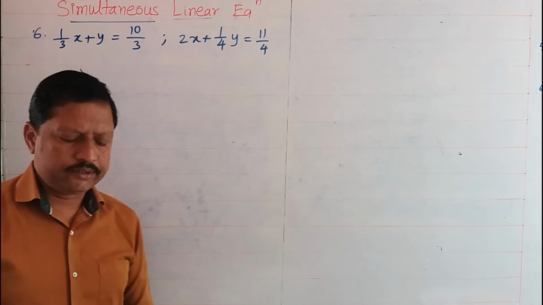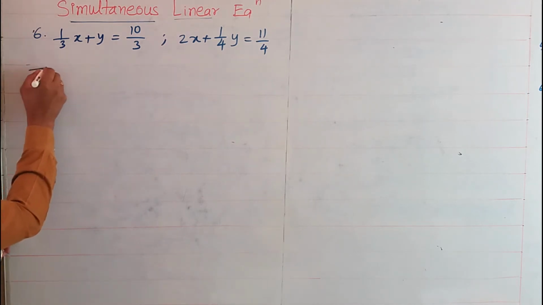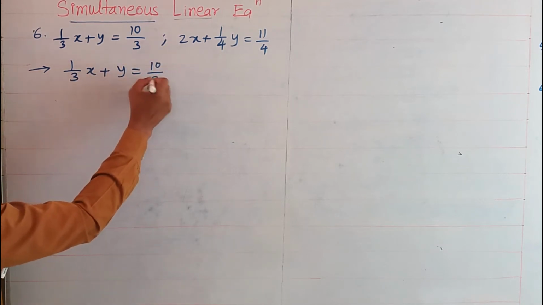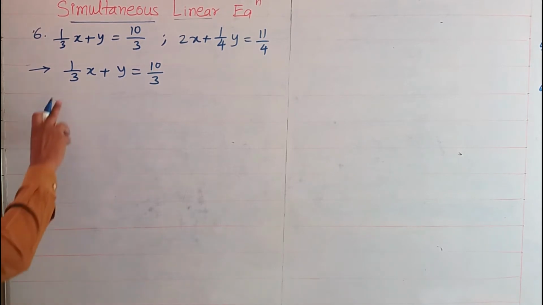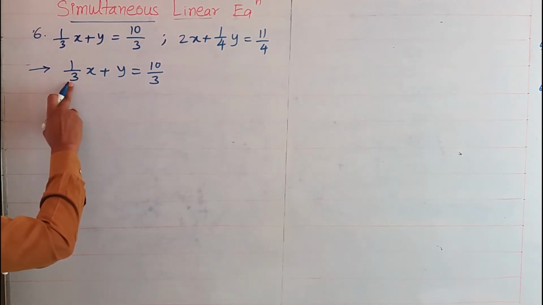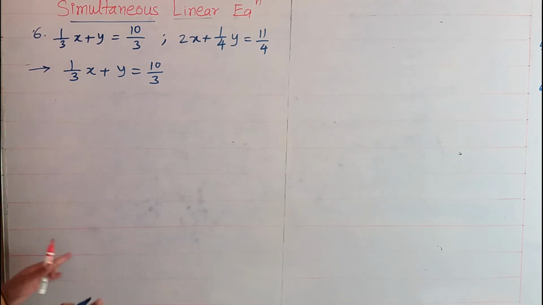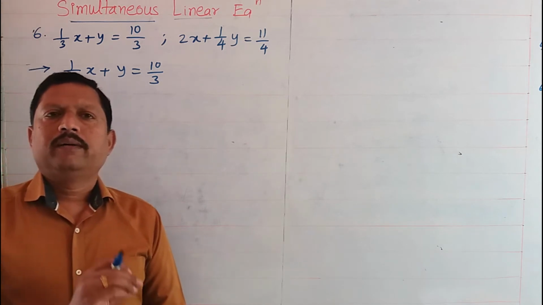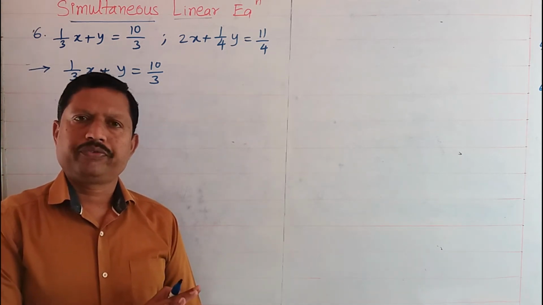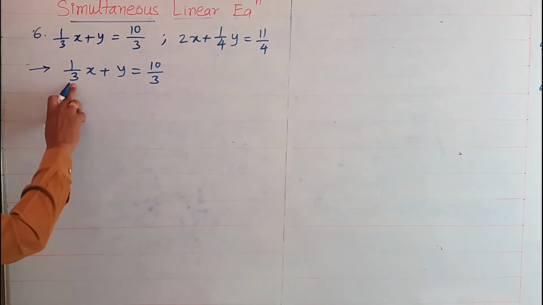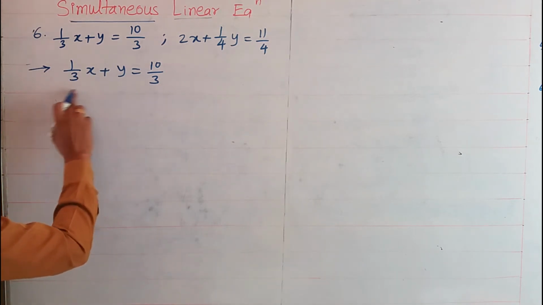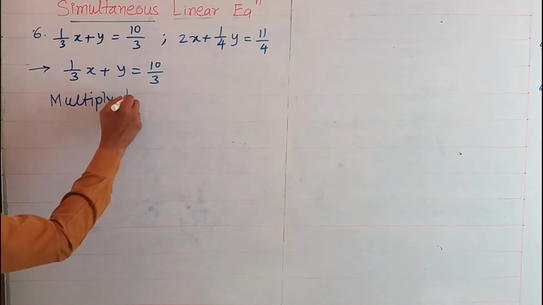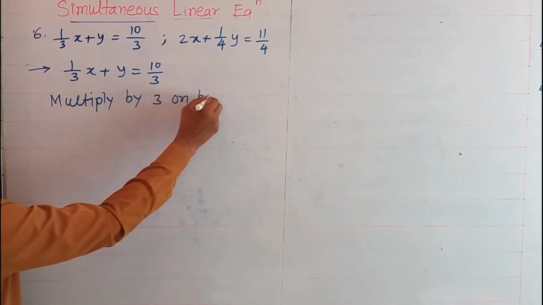The next example is like this. So name the equations 1 and 2 first. Now in equation number 1, there is a variable with a fractional coefficient. While there is a fractional number, the calculation is a little bit more difficult than with a whole number. So eliminate this 3 by multiplying by 3 on both sides of the given equation.